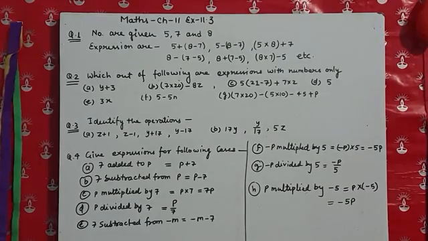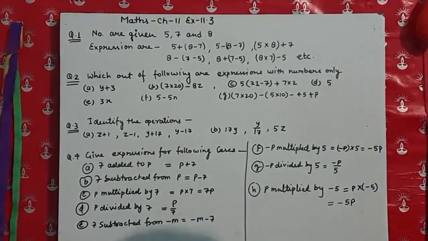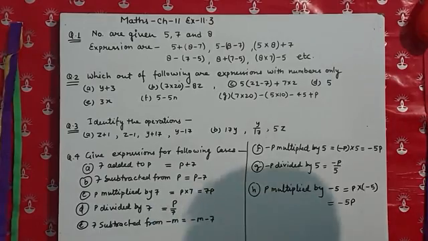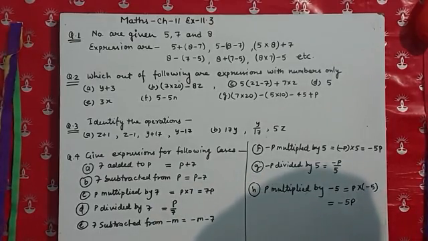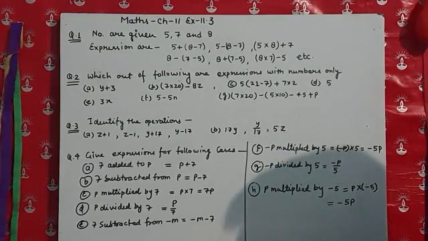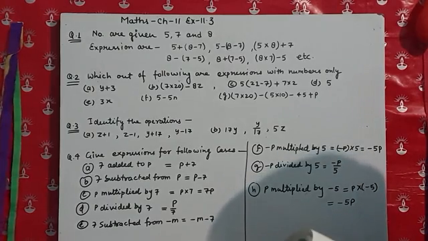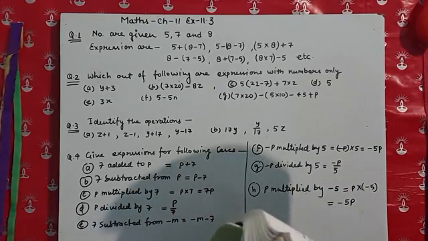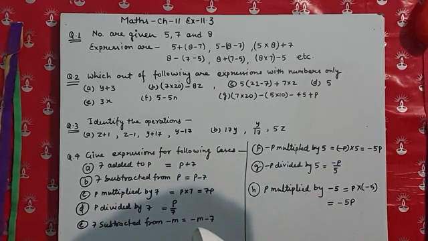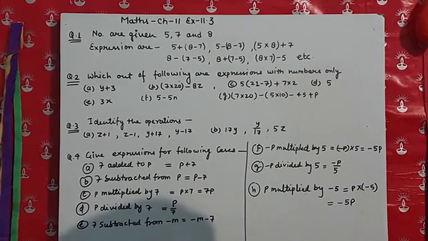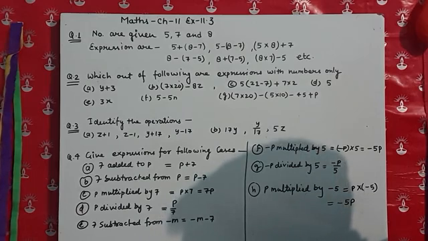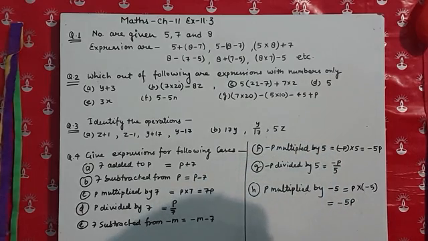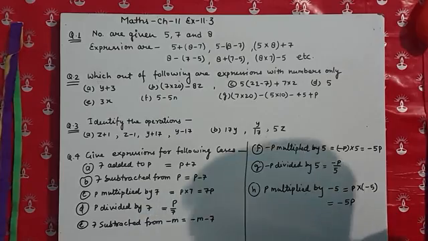Hi students, now I am going to the exercise 11.3. In this exercise, the question 1 is given that make up as many expressions with number, that means no variables, as you can from three numbers 5, 7 and 8. Every number should be used not more than once. Use only addition, subtraction and multiplication.